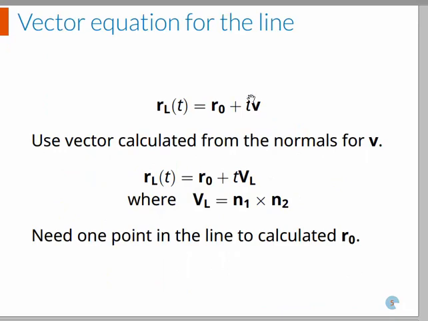Now we need the parametric equation for that line, and the parametric equations include an r naught and a v. Well, we have a v. We have a vector in the line right here, so we can use that. We already have that. We know what it is. But now we have to construct r naught. Let us recall what this equation represents.